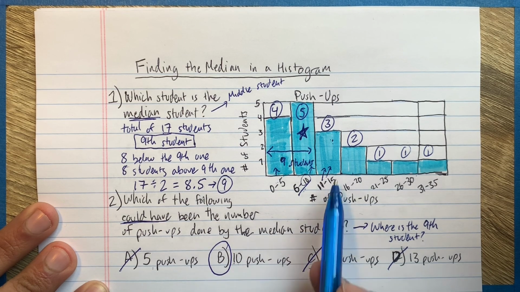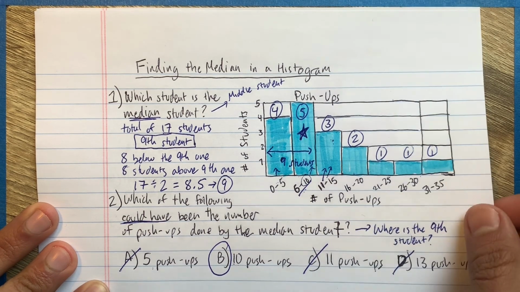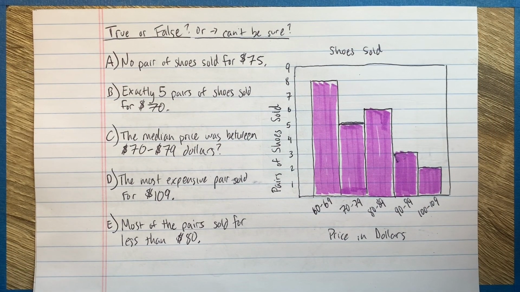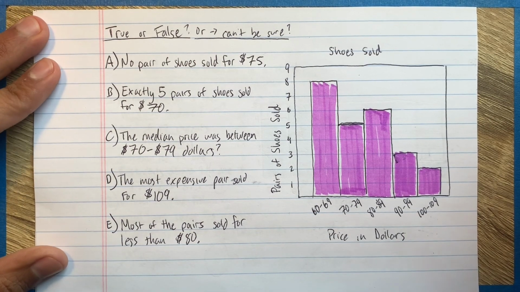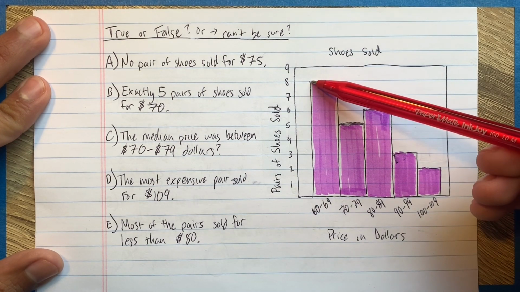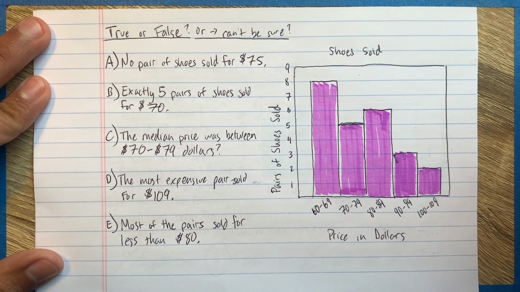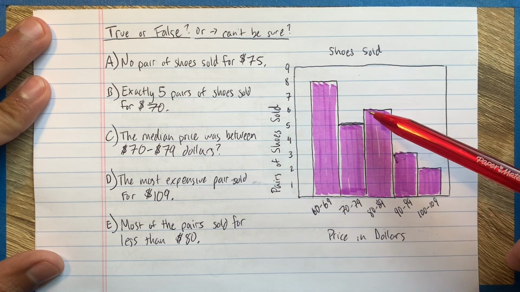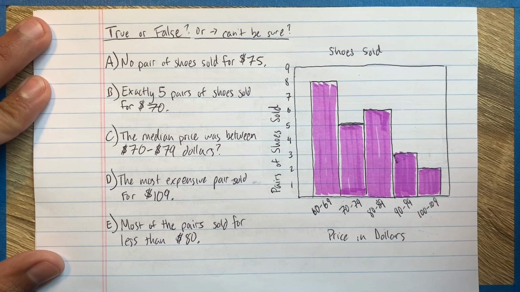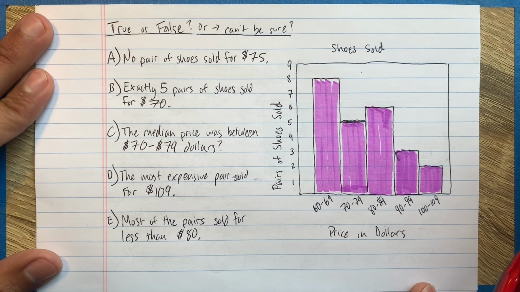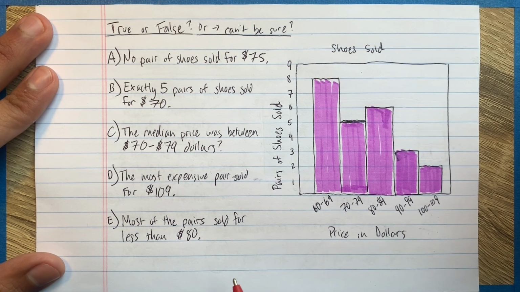We just know that 10 is a possibility. Let's do one more example of a histogram. True or false? Okay. Here I have a histogram showing the number of shoes sold and their price in dollars. So 8 shoes sold for $60 to $69, 5 shoes sold for $70 to $79, 6 shoes sold for $80 to $89, and so on. I want to determine if these statements are true, false, or if we just can't be sure given the data.